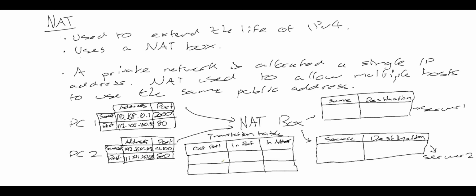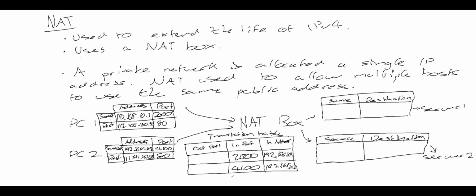Now let's look at the NAT translation table. So for PC1's request, the IP address inside the network associated with this request is going to be 192.168.10.1, because that's the private address of this PC. The inside port of this request is going to be 2000, and then we're going to leave the outside port for a second. The inside port of the request for PC2 is going to be 192.168.10.2, and the inside port is going to be 4100.